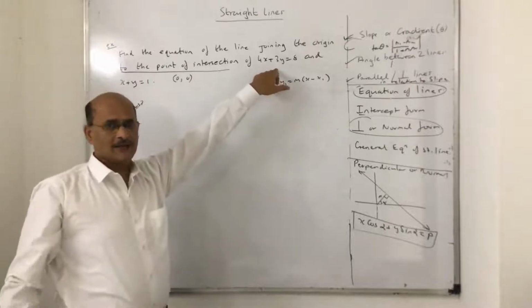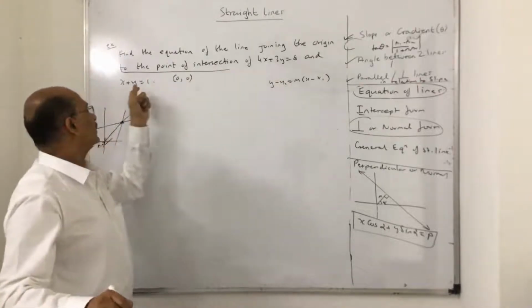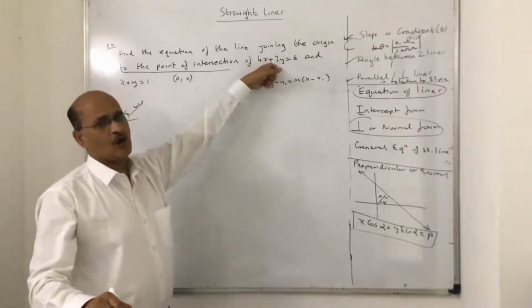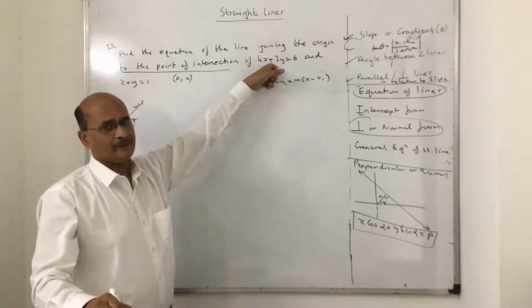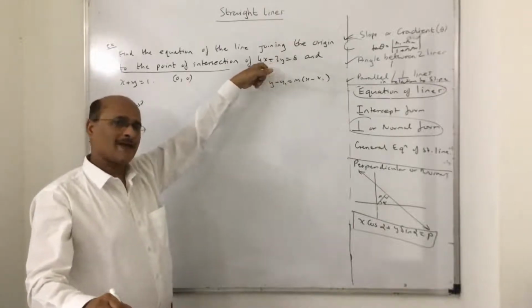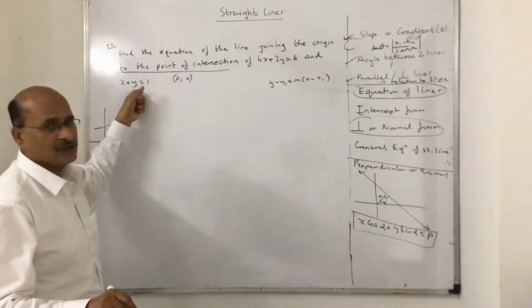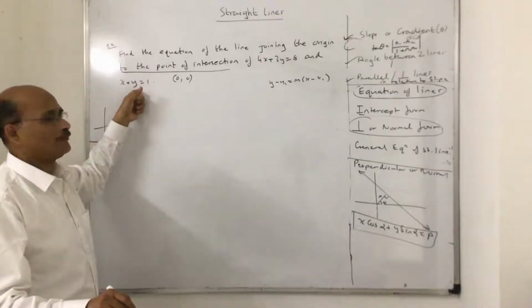If you remember class 8, 9, 10, the point of intersection of two lines will be the common solution of x and y. So roots of x and y. So how do I get it? By solving them simultaneously, you get the point of intersection of two lines.